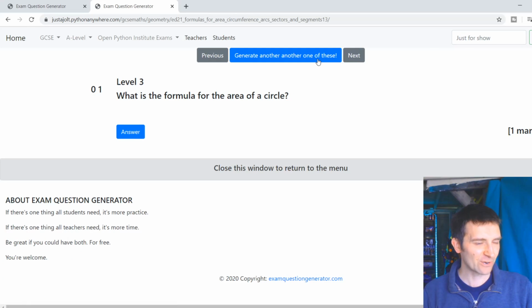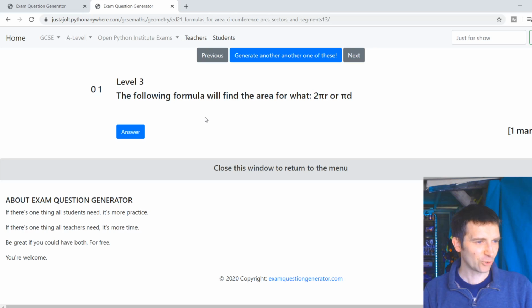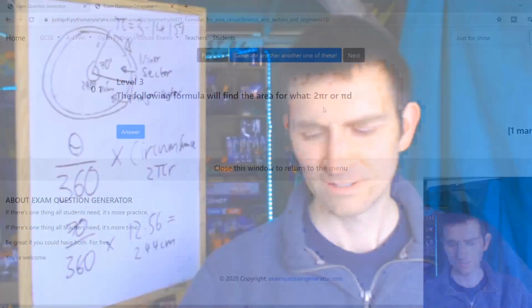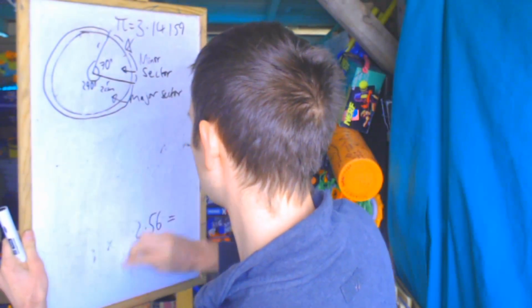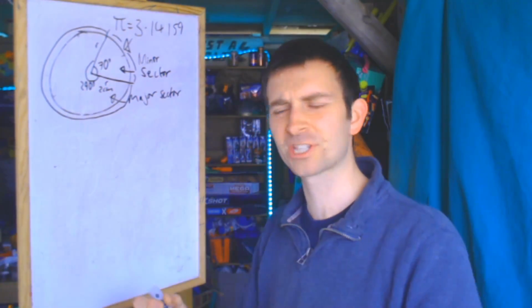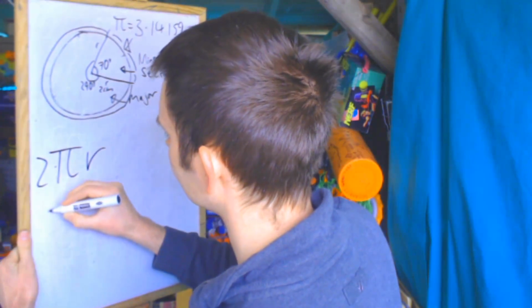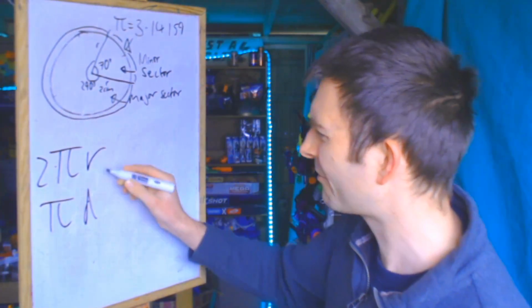Okay, a formula for the area of the circle. We know that's going to be pi r squared. There it is. Brilliant. The following formula will find the area for what? 2 pi r or pi d? Well, hang on a second. That's two completely different formulas, isn't it? Let's just go back to our little board here. What did it say? 2 pi r or pi d? They're two completely different formulas. How on earth could they be calculating the same thing? So let's have 2 pi r or pi d. Well, r is a radius, right?